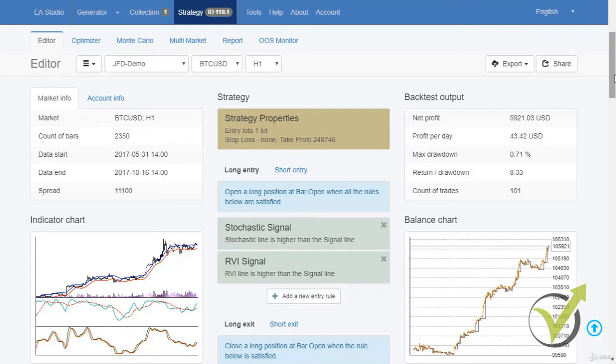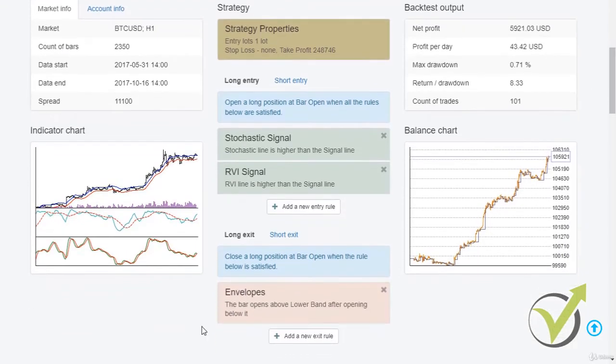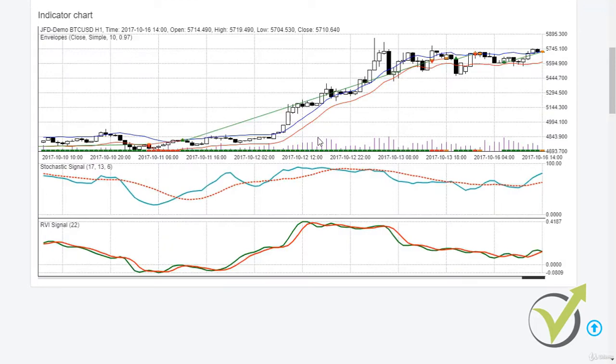And for the long exit condition, we have the envelopes. The bar opens above lower band after opening below it. So let me just tell you what it means.